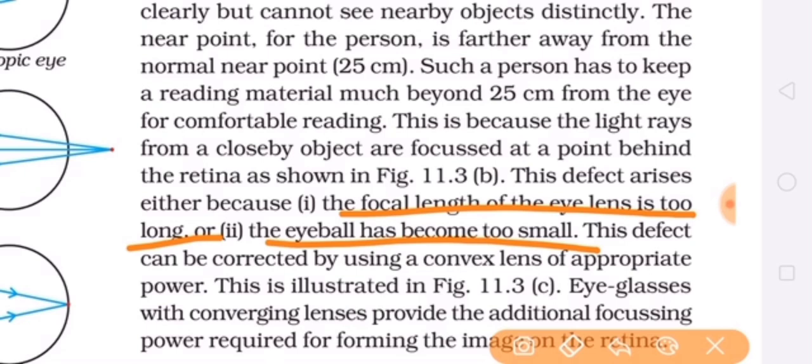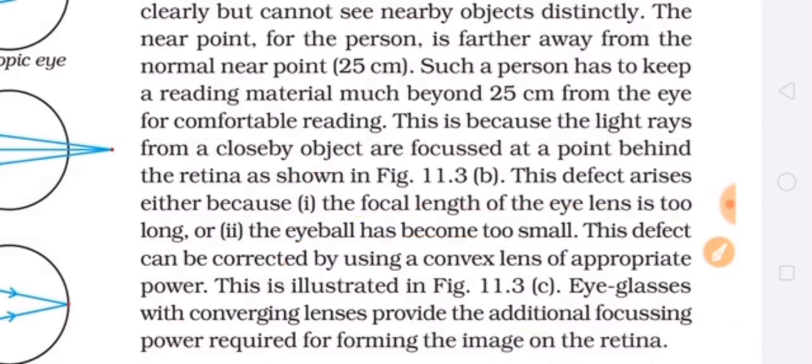In this, the eyeball becomes too small. So these are the causes of hypermetropia. Now, how can this defect be corrected? This defect can be corrected by using a converging lens, which can make the rays meet at the retina. Just now the rays are meeting behind the retina. We have to keep a lens in front of the eyes, which can meet the rays at the retina.